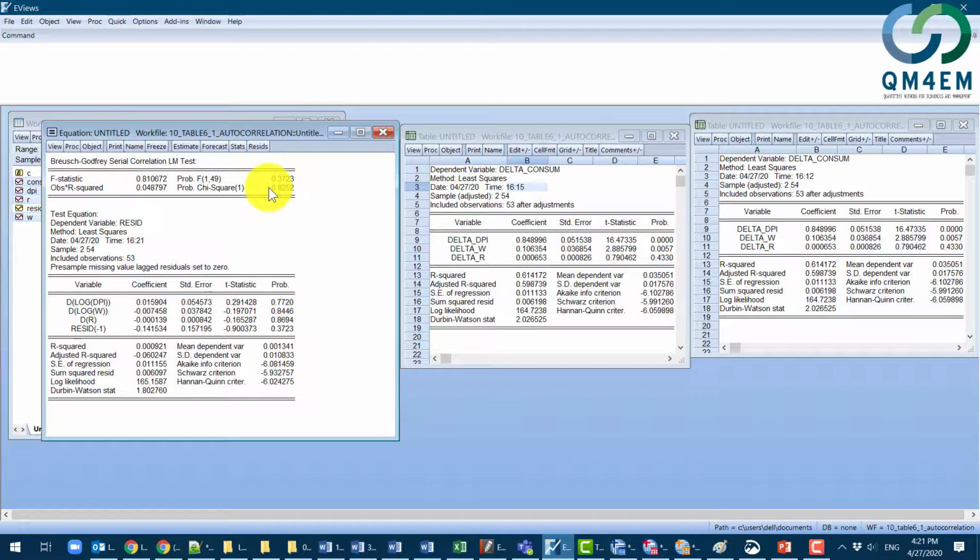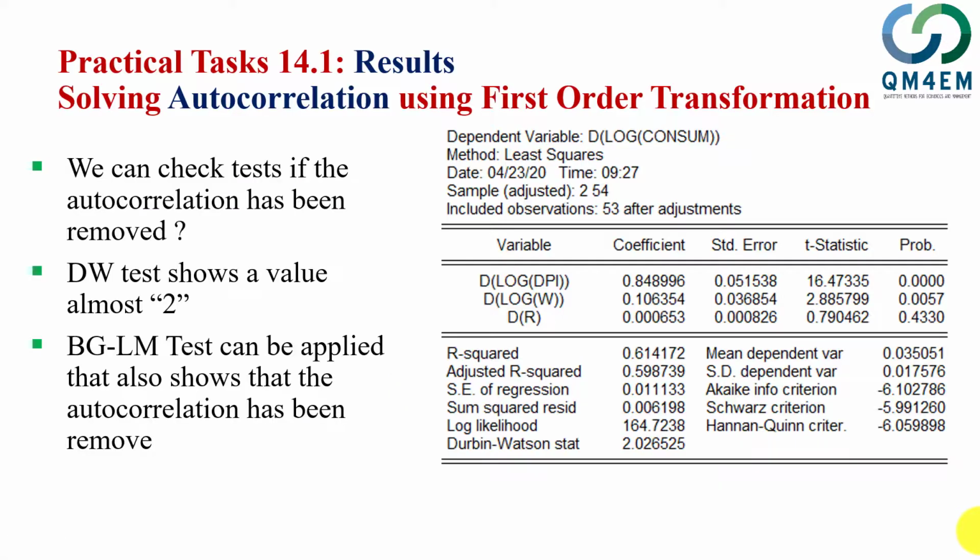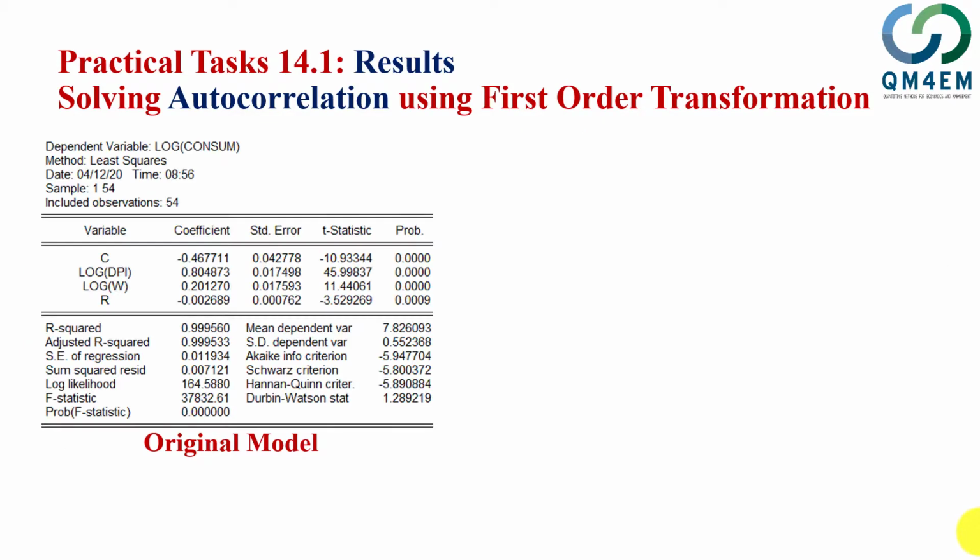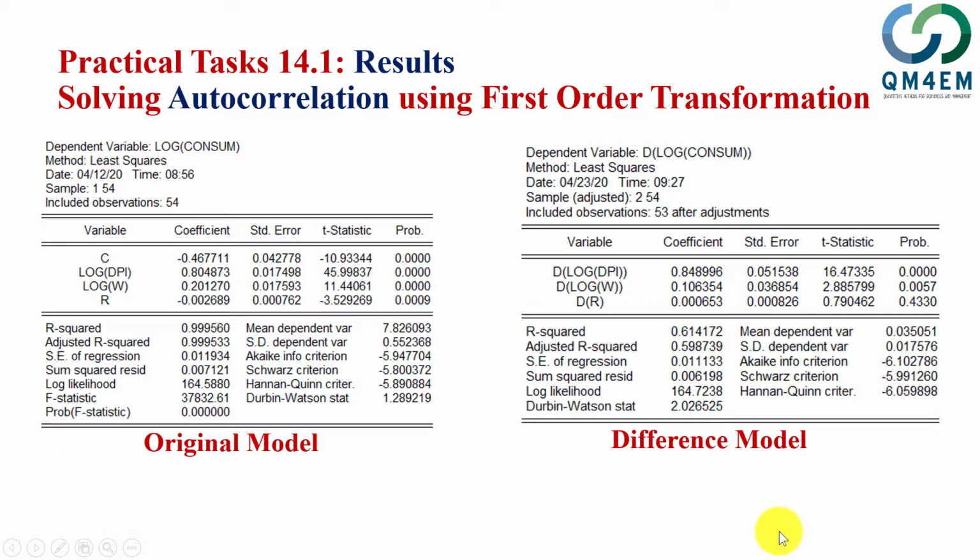So let me move back to my original slide from where we started all this discussion. Coming back to the result part, we can see here that the Durbin-Watson D statistic also shows that the problem of autocorrelation has been solved, and also that the BG test shows that there is no autocorrelation problem. Now we can compare the output of the original model with the output of the difference model. On the left side you have the original model, and on the right side you have the differences model.